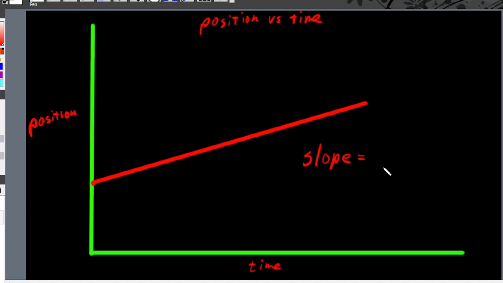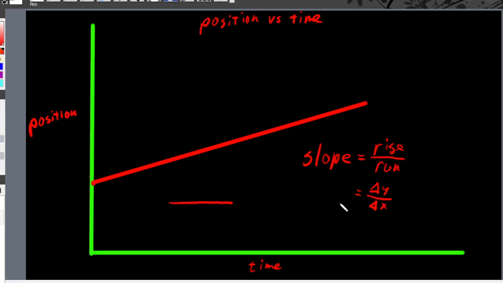We've talked about this before. Okay, rise over run, or change in y divided by change in x. So I'm going to write both of those down. Rise over run. And that's also change in y divided by change in x. Now, in this case, what is on the y-axis? What do we see on the y-axis?